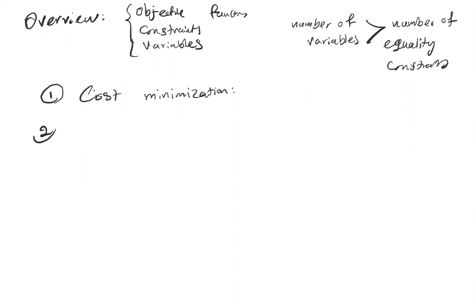The second application is benefit maximization. Assume that you have a certain business. You're supplying a certain product to the market. Your goal is to maximize your benefit given certain constraints. For example, one of the constraints could be satisfying the demand of customers.